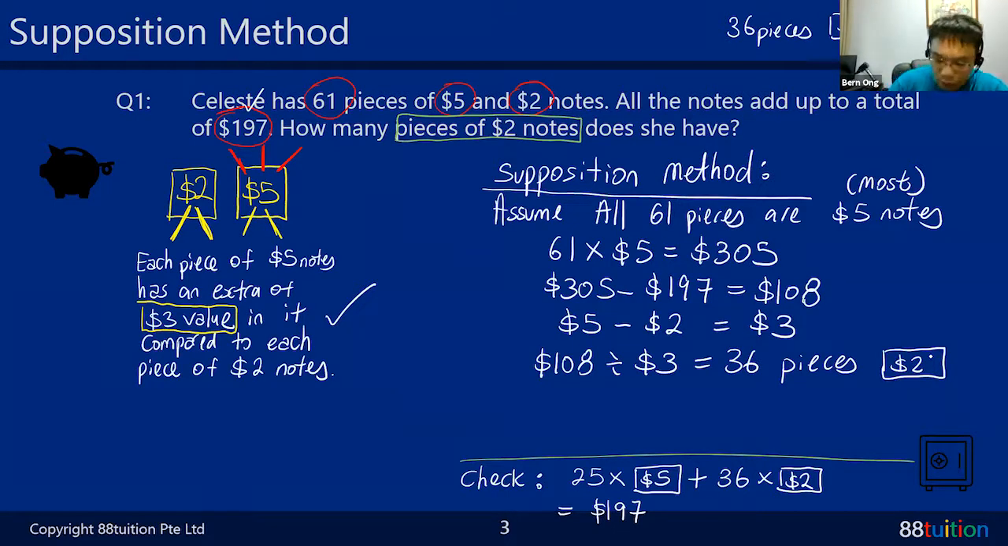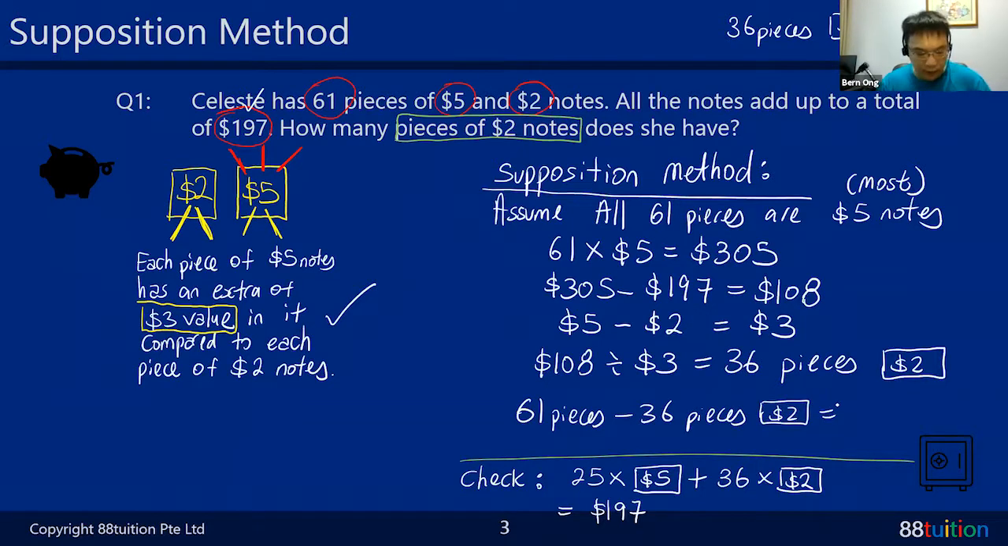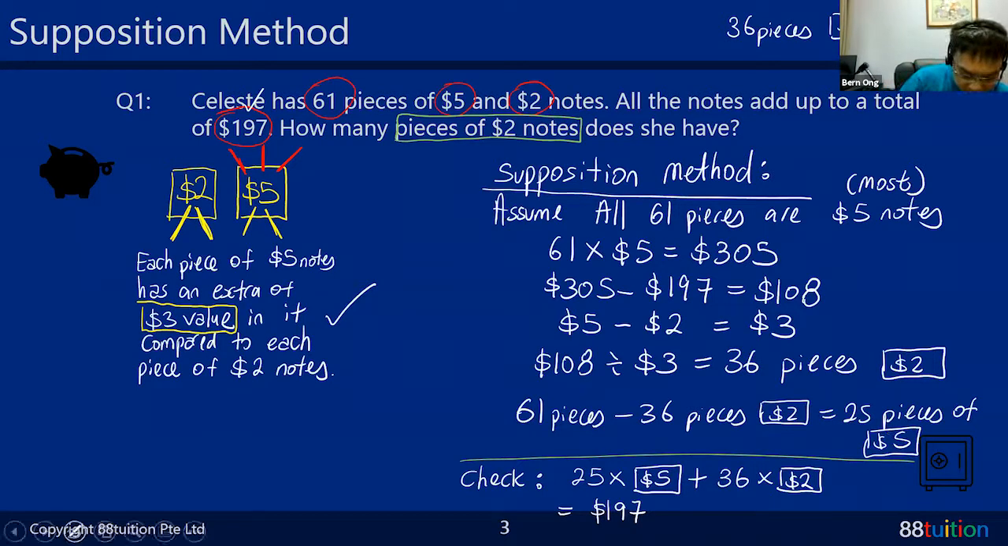If the question asks you to find $5 notes, you take 61 pieces minus 36 pieces of your $2 notes. That will give you your $5 notes if they ask you for that. 61 minus 36 will give you 25 pieces of $5 notes. But the question is asking for how many pieces of $2 notes. Can you see? So I have 36 pieces.